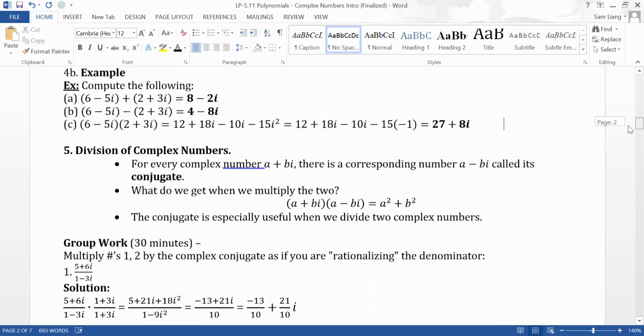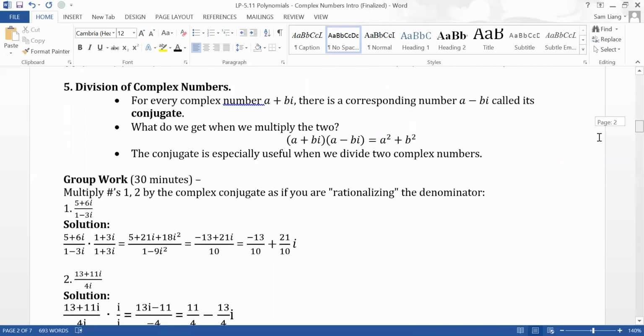All right, last thing is division of complex numbers, and then just some more practice questions. Then we'll be done. For every complex number a + bi, there is a corresponding number a - bi called its conjugate. You might remember the word conjugate from radicals in Algebra 2. For example, the conjugate of 1 + √2 would be 1 - √2.